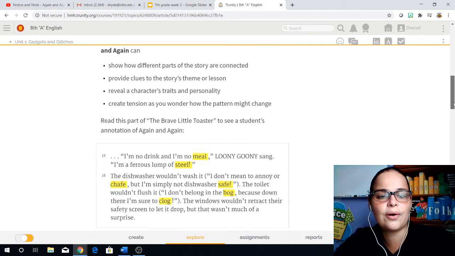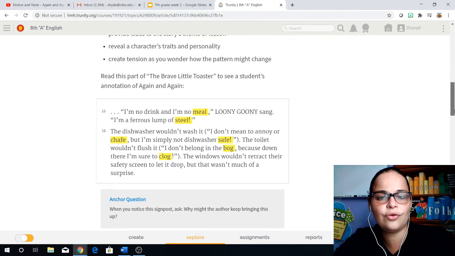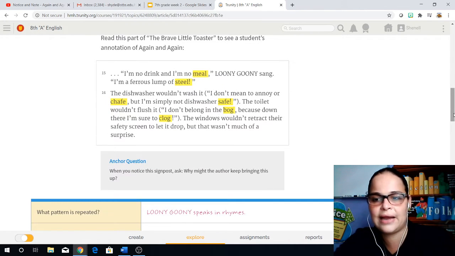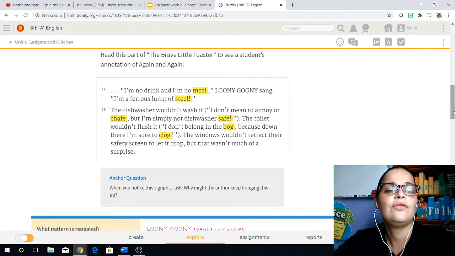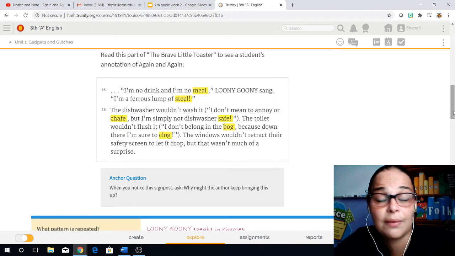There's this little part of The Brave Little Toaster that a student found and annotated. And when I say annotate, it's when you highlight. So it's from paragraph 15 and 16.